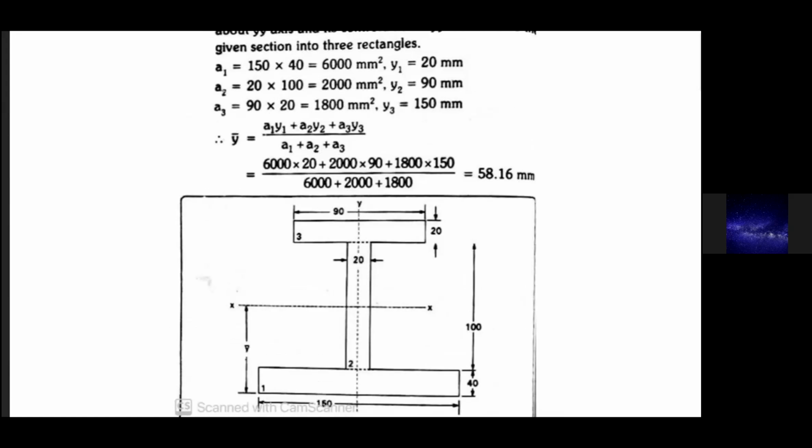So after calculating all a1, a2, a3 and y1, y2, y3, substitute all these values in the centroidal formula. That is y bar is equal to a1 y1 plus a2 y2 plus a3 y3 by a1 plus a2 plus a3. So that is 6000 into 20 plus 2000 into 90 plus 1800 into 150 by 6000 plus 2000 plus 1800. So we'll get y bar equal to 58.16 mm.